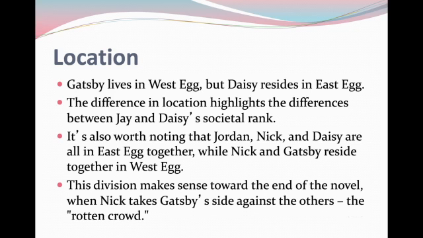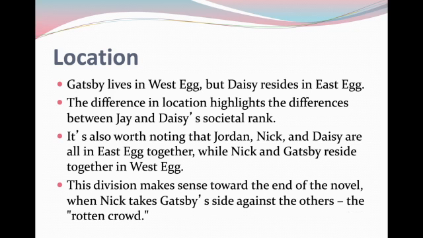The difference in location highlights the differences between Jay and Daisy's societal rank. They're both educated, they both knew each other in the past, they both have money, but they're in different societies. It's also worth noting that Jordan, Tom, and Daisy are all in East Egg together, while Nick and Gatsby reside together in West Egg.